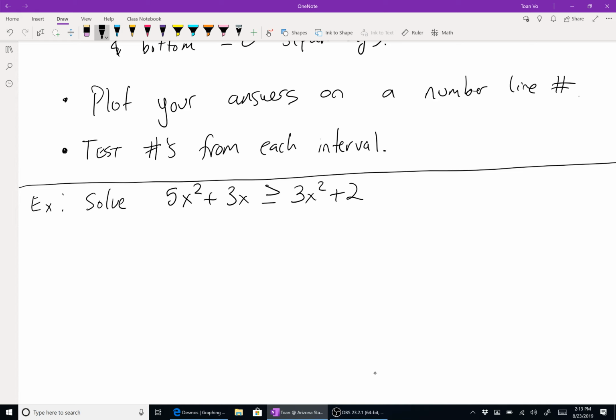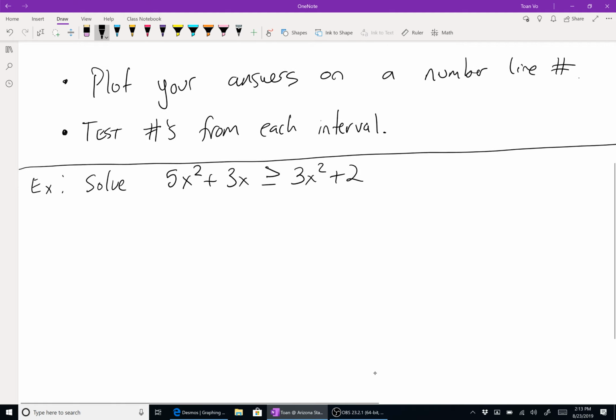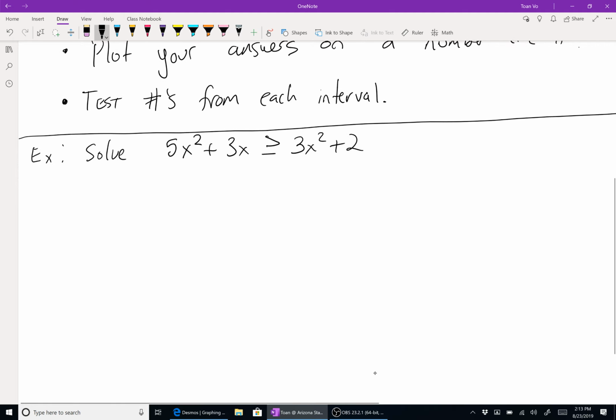Now, I sort of scrolled my screen up, but hopefully the notes are still in front of your face. I'm just going to follow the bullet points to the T. First bullet point, I want 0 on one side. That means bring everything over to one side. I sort of like the degree, the biggest exponent, positive. So let's move everything to the left.